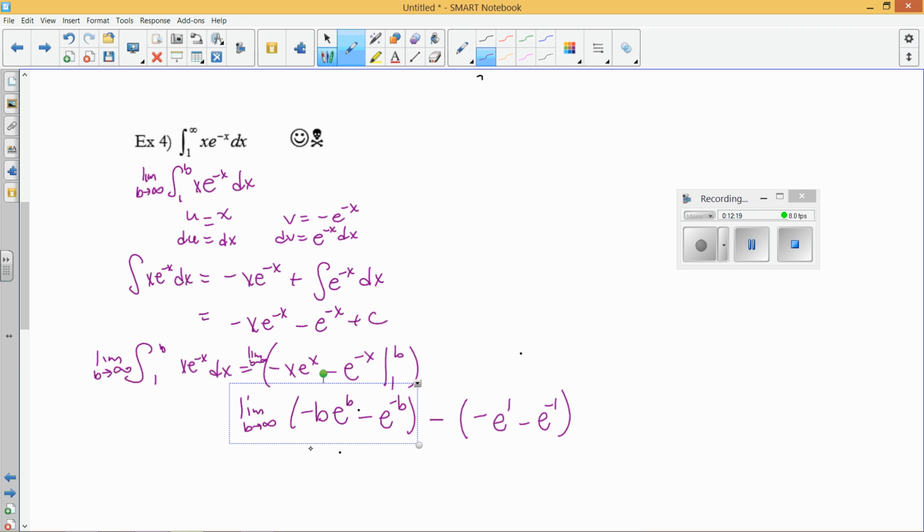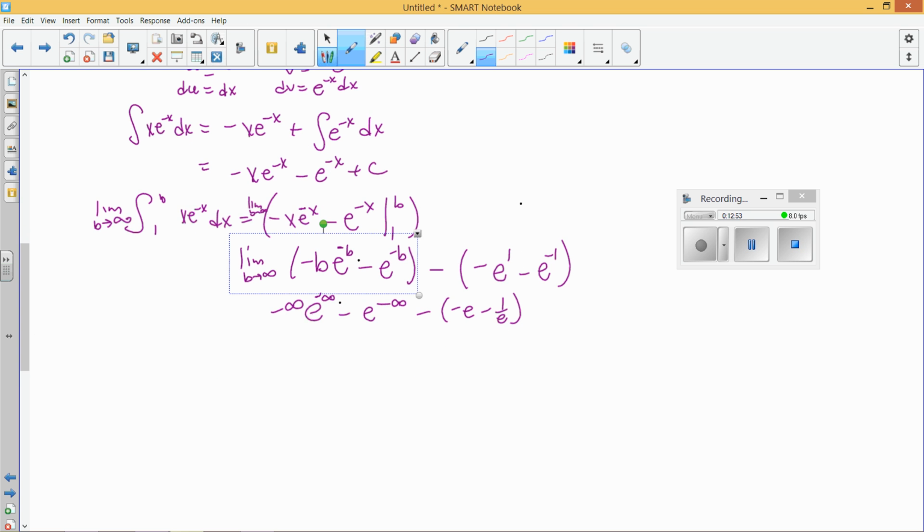Okay, now I'm going to plug the infinity in. So negative infinity e to the infinity minus e to the negative infinity minus negative e minus 1 over e. Okay, hang on, Mrs. Vibber thinks I made a boo-boo. Oh, I knew where I made my boo-boo. This should be an e to the negative x. I lost a negative sign. Sorry, this was a negative sign, which means that was a negative b, which means this is a negative infinity.